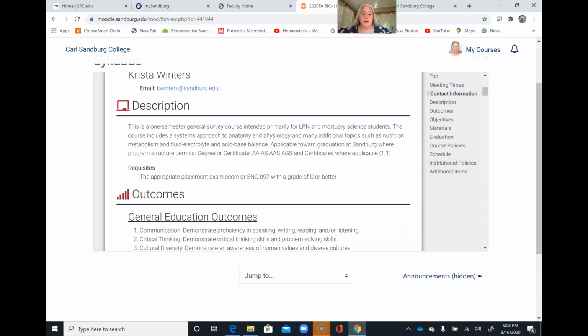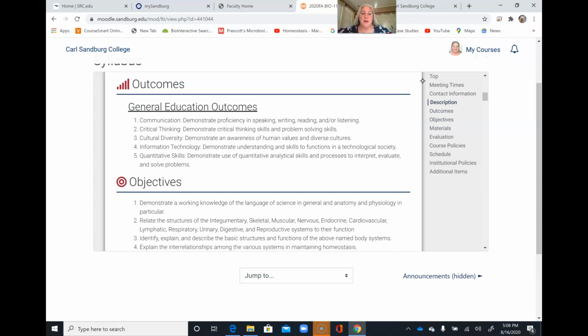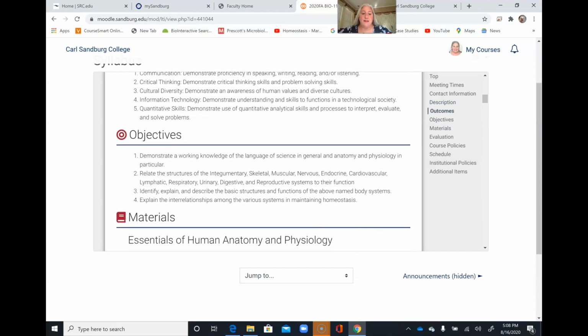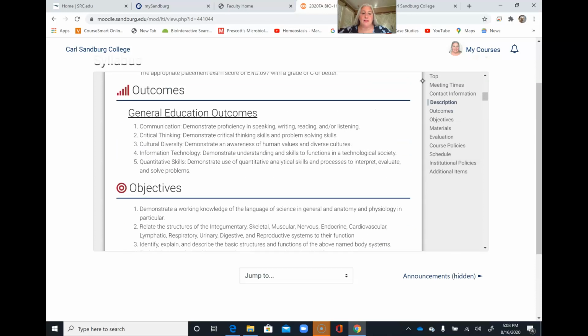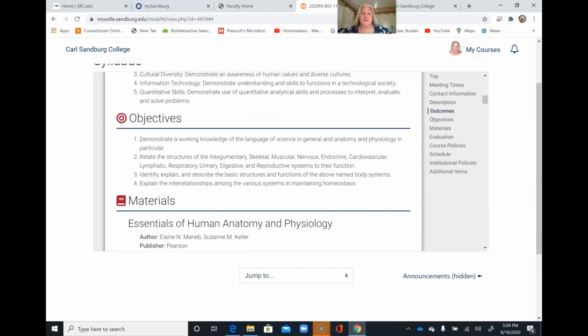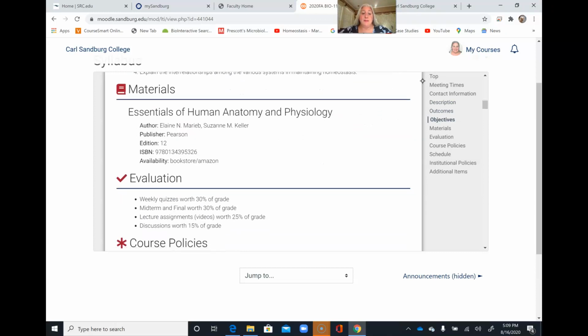This is the description of the class, and these are the general outcomes that you can expect from the class. And then here you can see some objectives specific to our class. The general education outcomes are something you're going to get by going through my class, but also by going through all classes at Carl Sandburg College. When you leave the college, these are the outcomes you can expect to have mastered. The objectives are specific to my course. And then here you have the information about the textbook, okay?